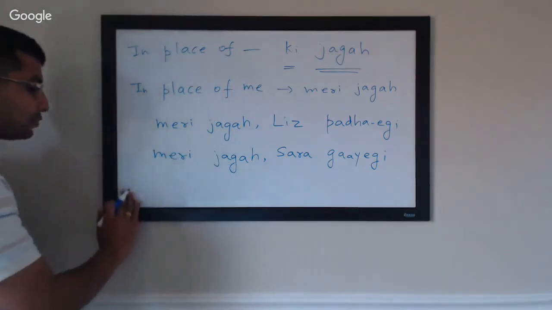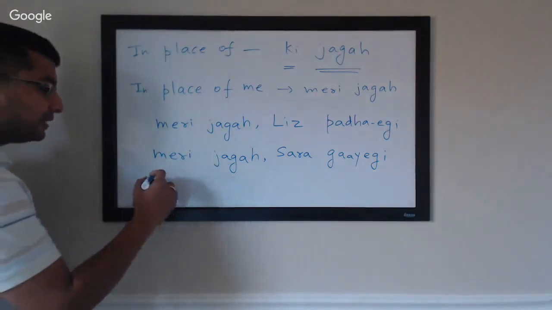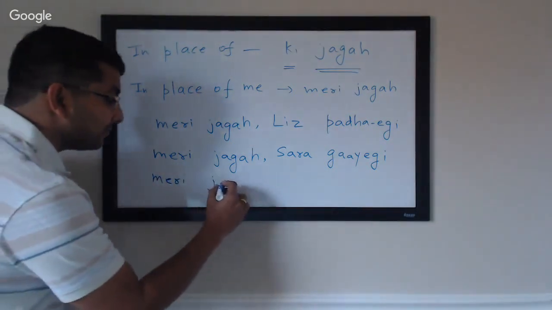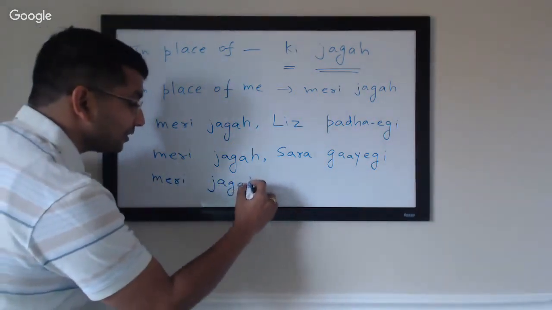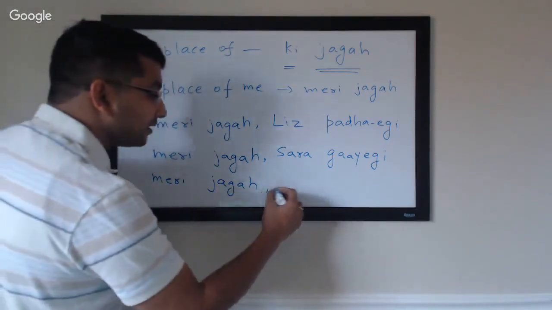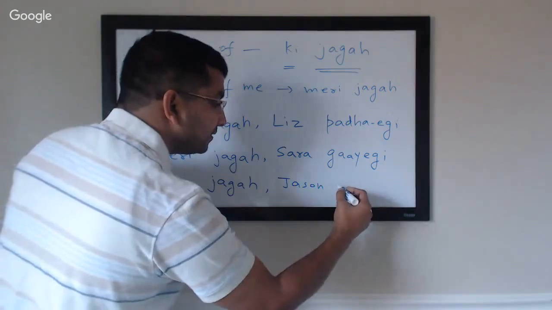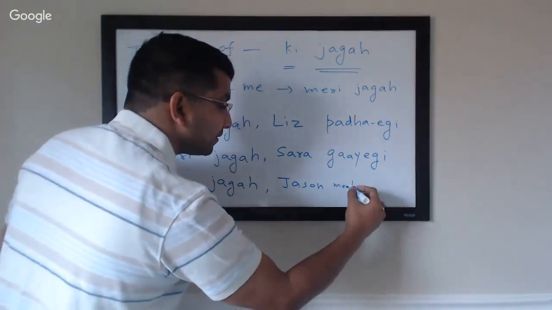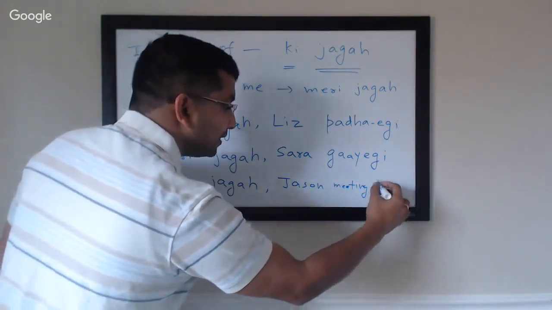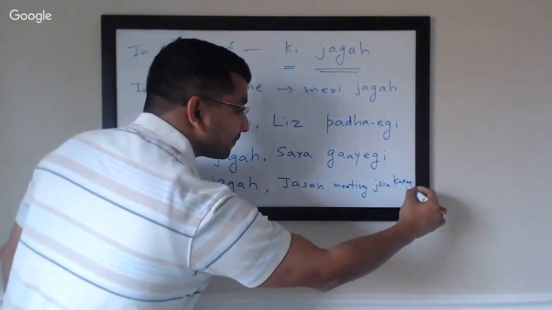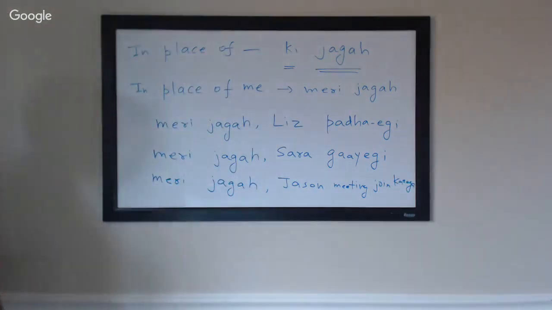And let's say you're supposed to attend a party, but you don't have any time, right? Or even in your office, you have to attend a meeting, and you have to send a substitute. So you can say मेरी जगह Jason meeting join करेगा. Okay, meeting join करेगा.